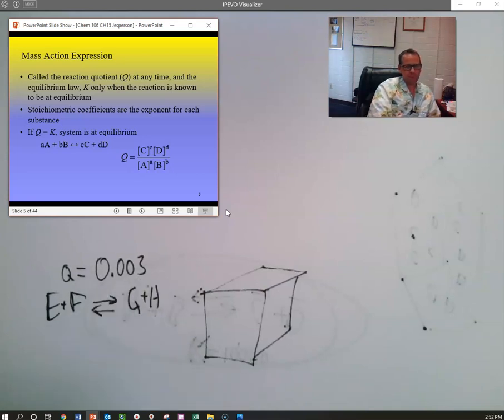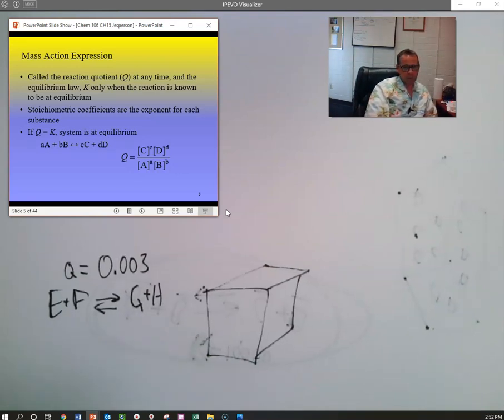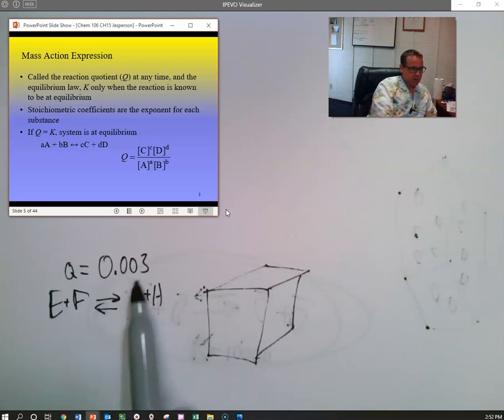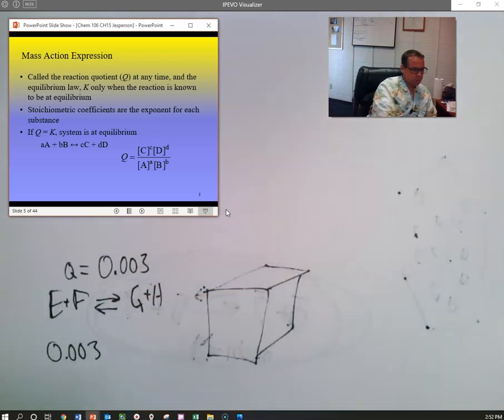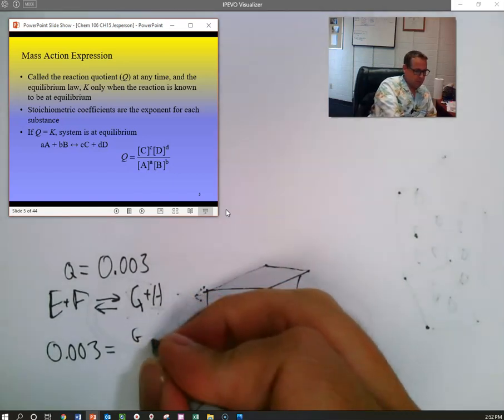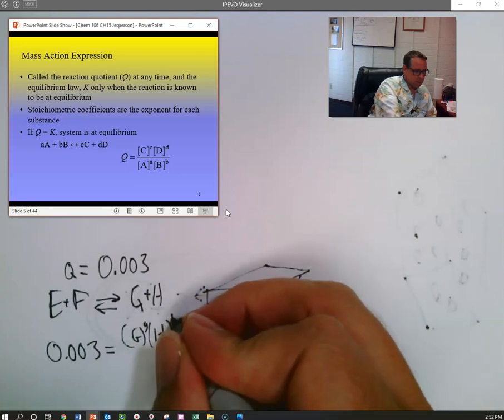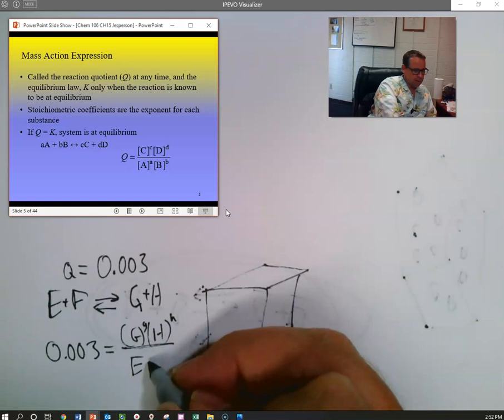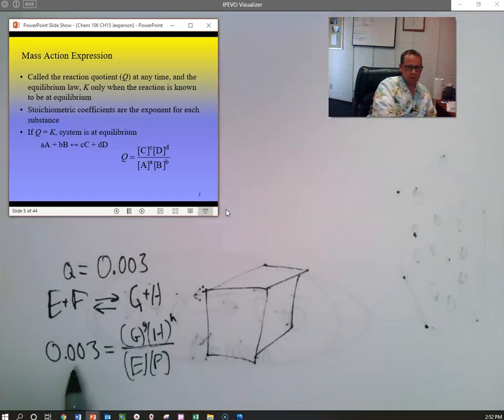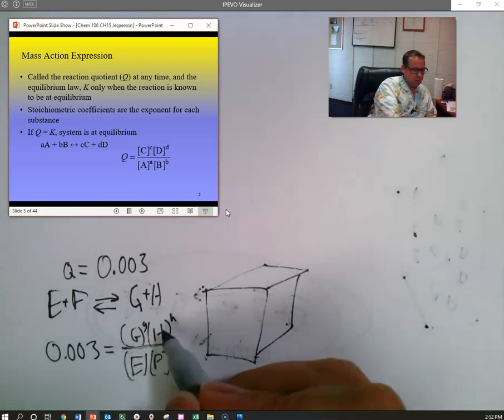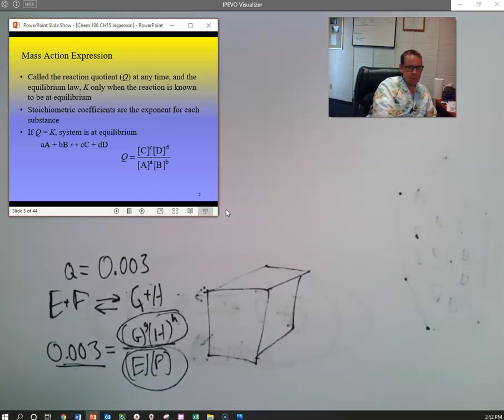Well, aren't they constant? What's that? I thought we just said that since it's a closed system, all of it will be constant throughout the whole time. That's right. These concentrations won't be changing over time, but when equilibrium is reached, this value, this 0.003, is telling me that the concentrations of the products over the concentrations of the reactants equals this value. So what is going to be higher, the numerator here or the denominator, to get that number? The denominator. So that means the concentrations of E and F are going to be higher than that of G and H.